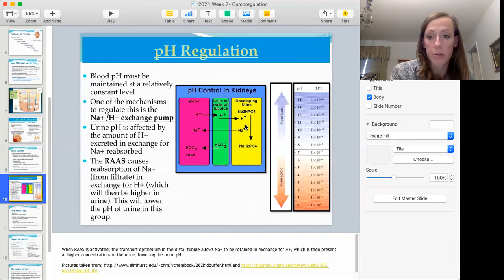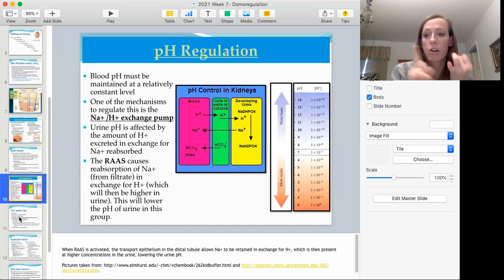And you probably are familiar then with the fact that the amount of hydrogen in a solution is a direct indicator of the pH. So the more hydrogen in the urine, the lower the pH is usually going to be. Okay. So when RAAS is activated, you're getting a lot of reabsorption of sodium, just like shown in the picture here, in exchange for hydrogen in the urine. Okay. And this will obviously cause a lower pH. Okay. So those are the factors we're going to look at in lab this week.